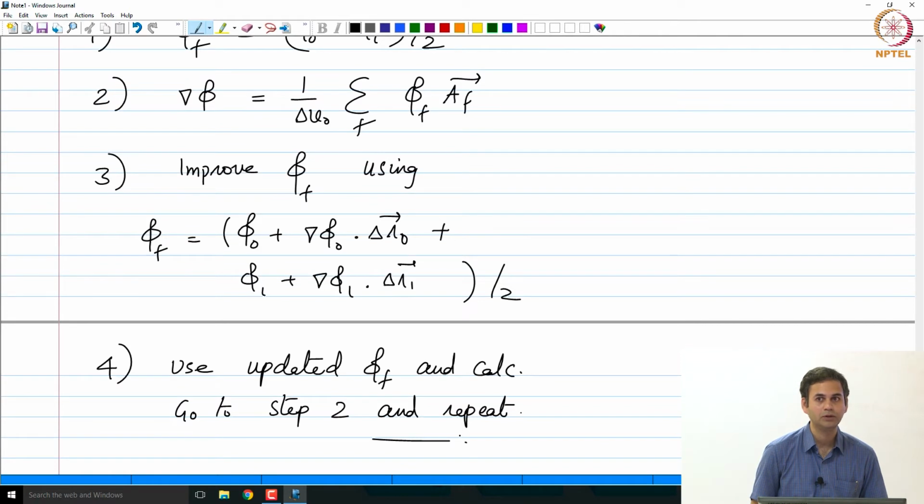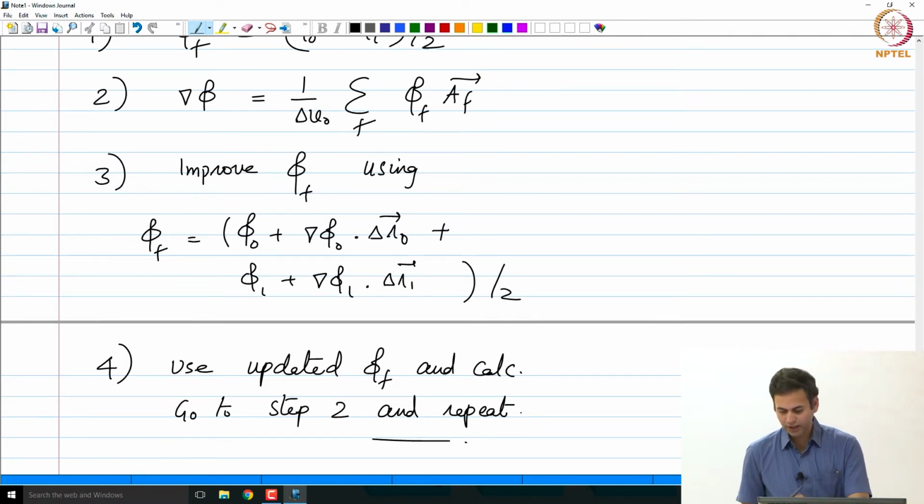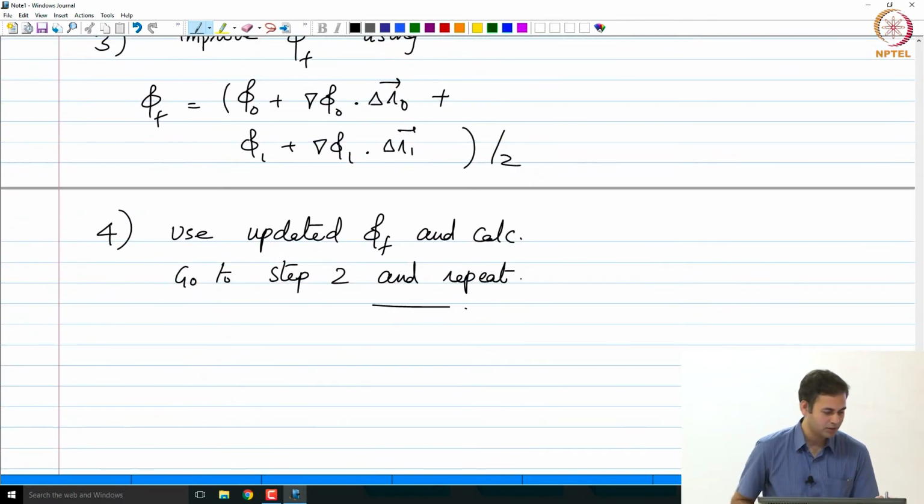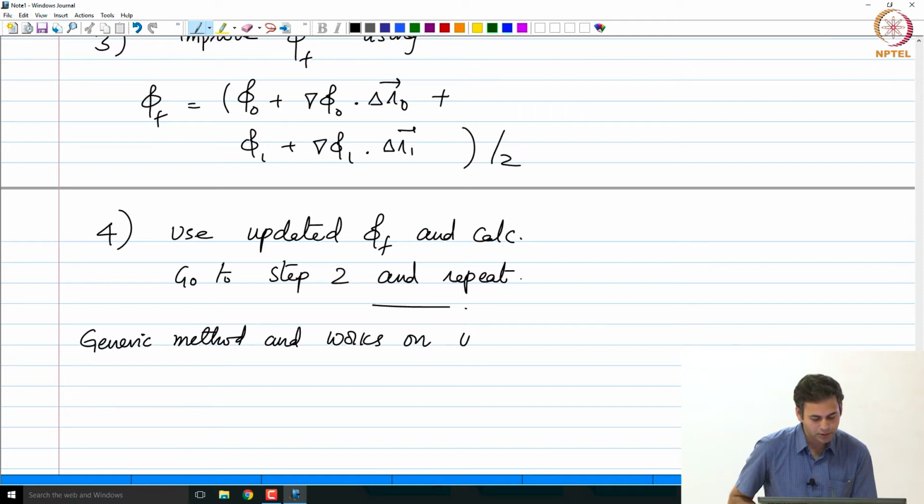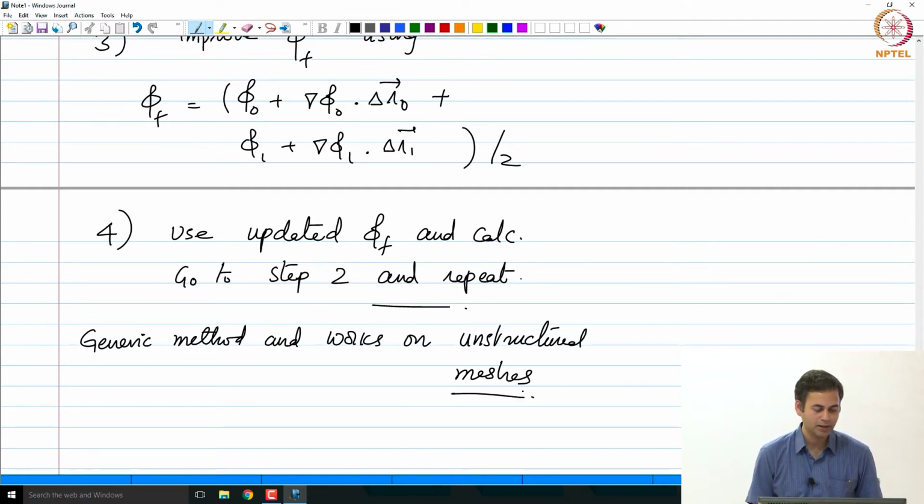Fine. Questions on this? Is it clear? Okay. So, if I give you some mesh with these area vectors that you can calculate and some phi values, you can calculate what are the gradients using this approach. You can also code it up, fine. All right. So, this method is a very generic method, and it works on unstructured meshes. We do not need any special features here. It works on general unstructured meshes.